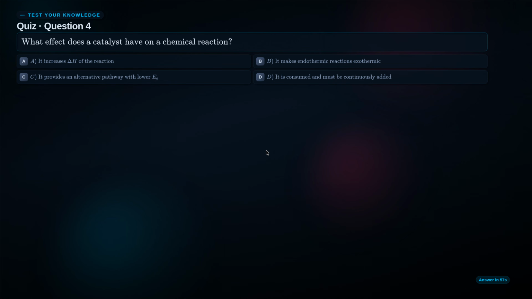Quiz question 4. What effect does a catalyst have on a chemical reaction? Option A, it increases delta H of the reaction. Option B, it makes endothermic reactions exothermic. Option C, it provides an alternative pathway with lower EA. Option D, it is consumed and must be continuously added.